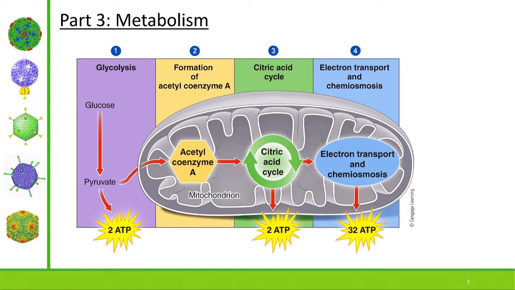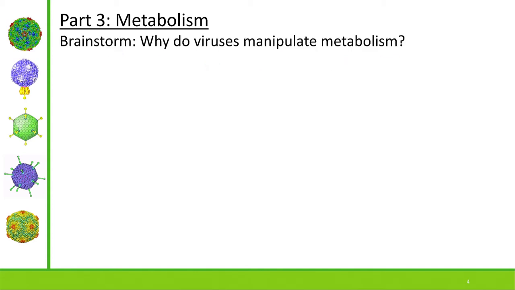This image probably brings you back to your 185 days. Specifically, this image is showing us aerobic respiration, and it's showing us the 4 stages. So glycolysis, formation of acetyl-CoA, the citric acid cycle, and then the electron transport chain and chemiosmosis. So we're going to start with thinking about how this applies to a cell that is infected by a virus. The first thing I'm going to have you all do is brainstorm. Why do you think viruses manipulate metabolism?